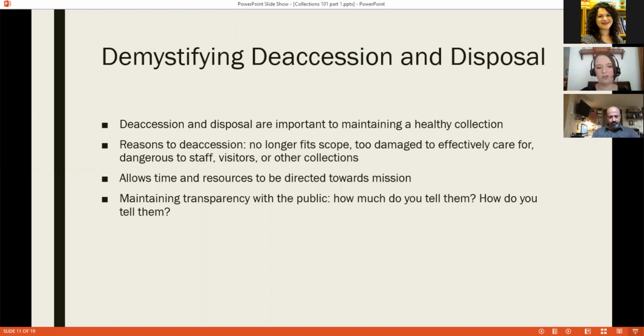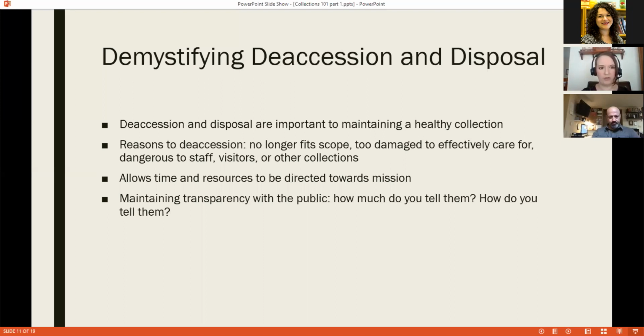It's important to maintain transparency with the public about deaccession. The public doesn't really like when their favorite institutions just go behind their back and start removing things from the collection that they may consider iconic or incredibly important, but maybe you've come to realize that it is more of a detriment to your collection. And so you have to really consider, how would you tell them what you're doing and how much do you tell them? So those are important things to think about as well.